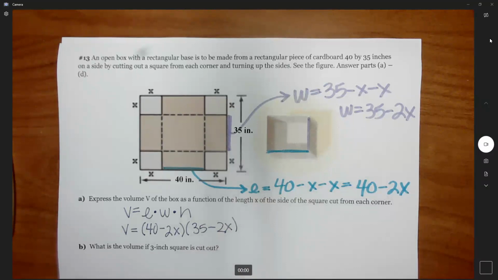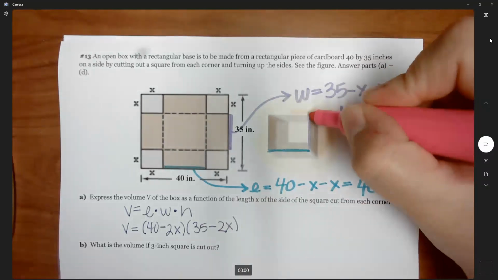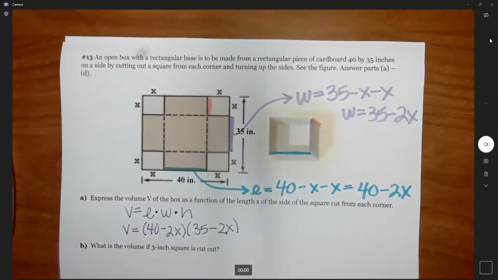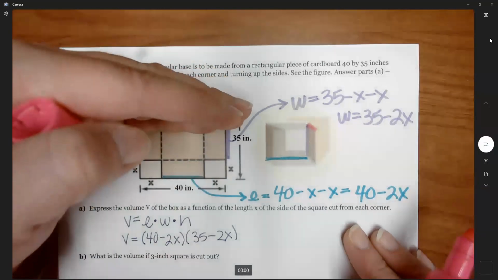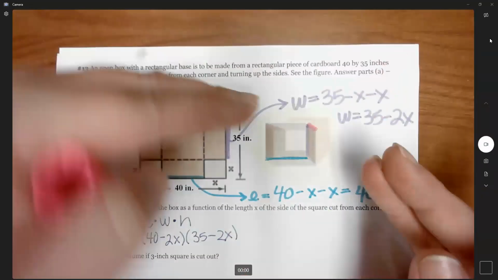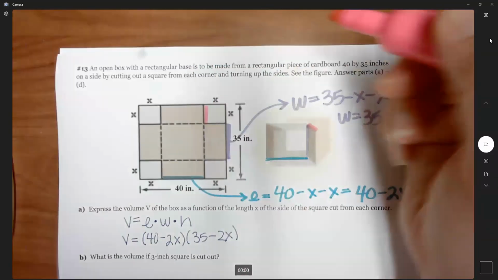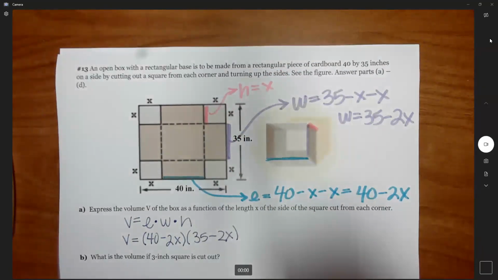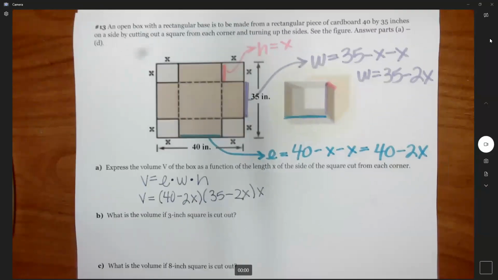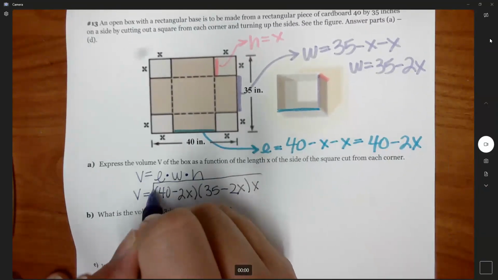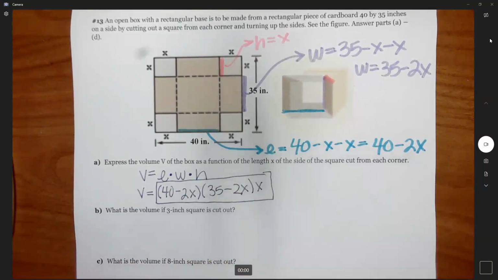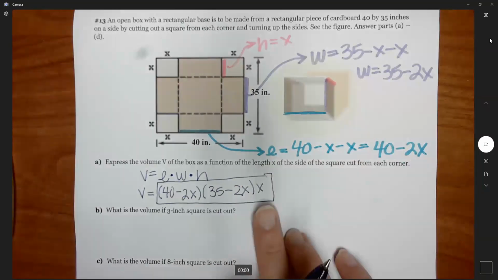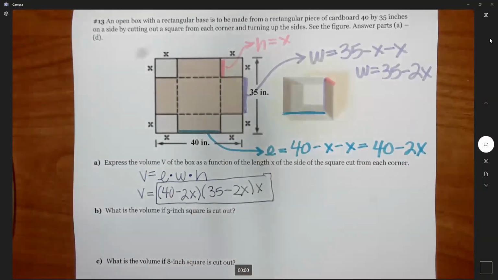And then lastly, the height. The height of this box right here is going to be the length of that square. When you take that and fold it up, that's going to be this height. So your height is simply X. Right, so this is your first answer. This is my volume of this open box. And that X is going to change depending on how big of squares we take out.